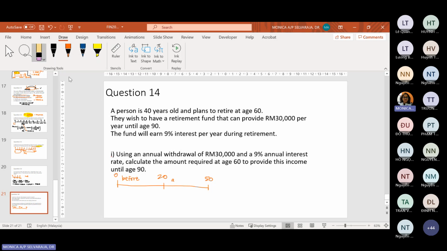During retirement, not after, during retirement. From year to year, my n is 20. From year to year, my n is 30. So during retirement, she has 30 years. Before retirement, 20 years. So if you draw the age, it will be like this: 40 to 60, 60 to 90. This one is age, and this one is the years.